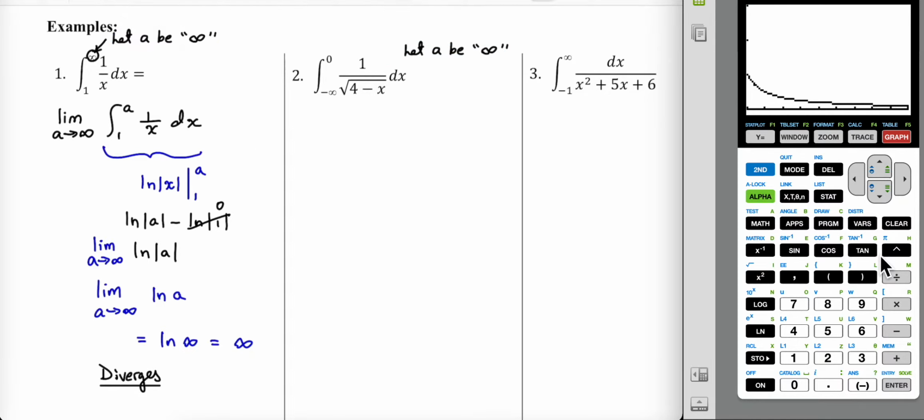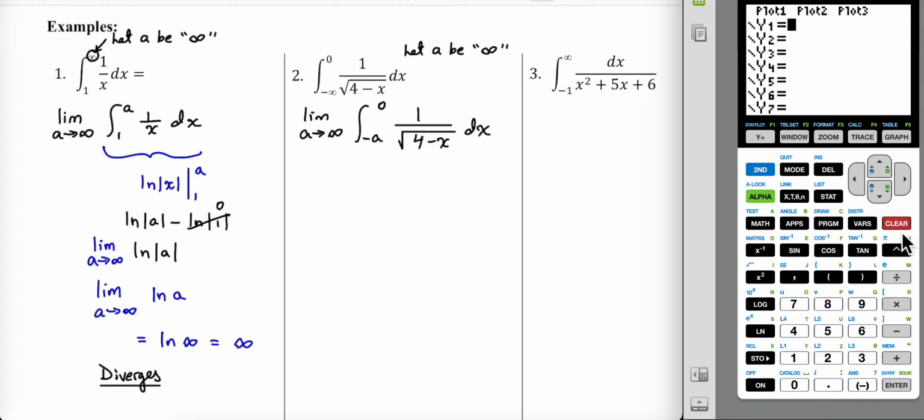All right, so I'd be looking at the limit as a approaches infinity, going from negative a to 0, and then we'd have this 1 over the square root of 4 minus x dx. All right, so take a look at that picture. So we're only concerned with negatives here. So y equals 1 over the square root of 4 minus x squared.